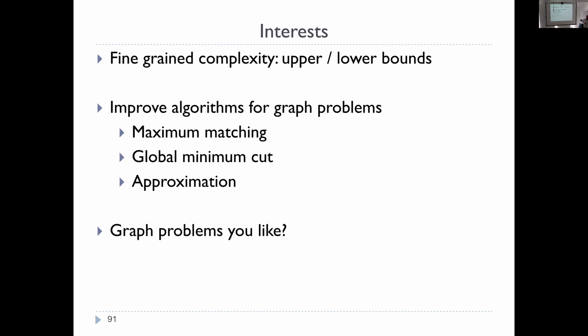Now finally, those are my interests, I would say. I care deeply about fine-grained complexity. I also care about problems in graphs. Maybe you can see some of them here.